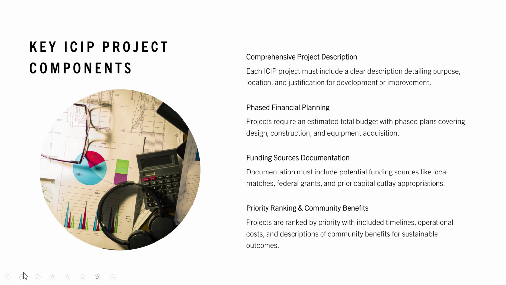Plus, it also tells a little bit of the truth. Is this solely a capital outlay request, or is this a request that can be combined with other funding sources as well to complete a project? And then the projects are ranked by priority, which include timelines, operational costs, and descriptions of community benefits and sustainable outcomes. So not only do you put it on there because you want it, but you put on there why you need it, what this means to the community, what it means if you don't get it, et cetera, and where it ranks on the things that you need for the community.